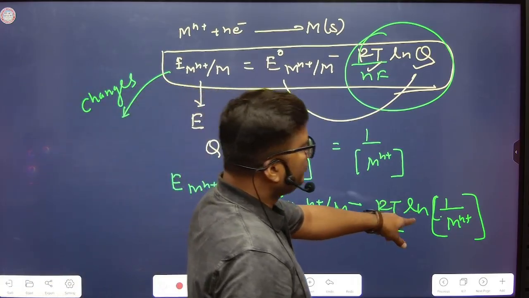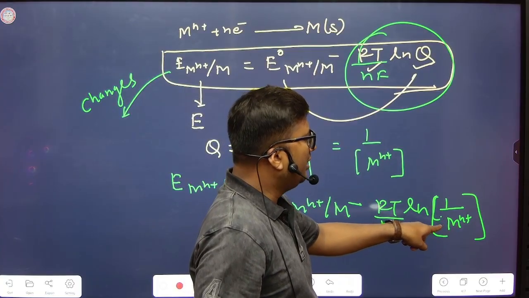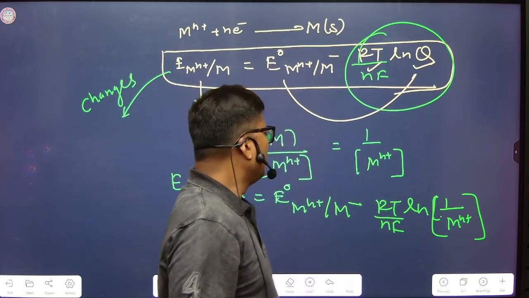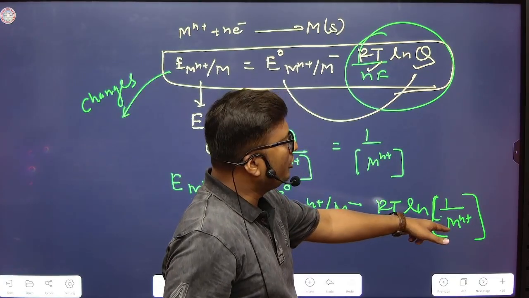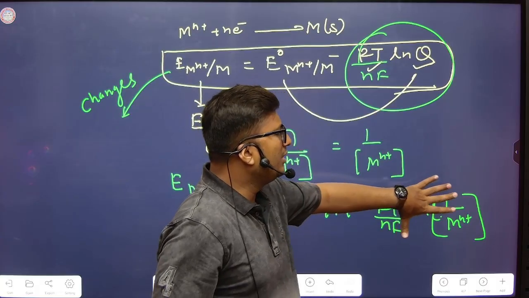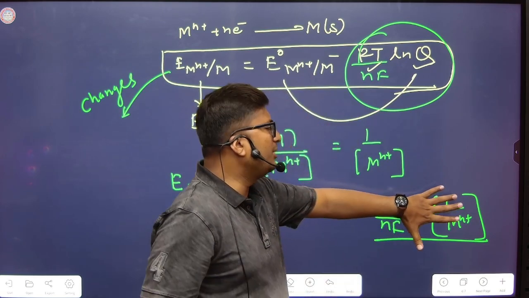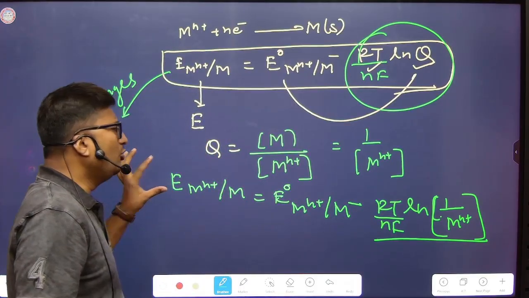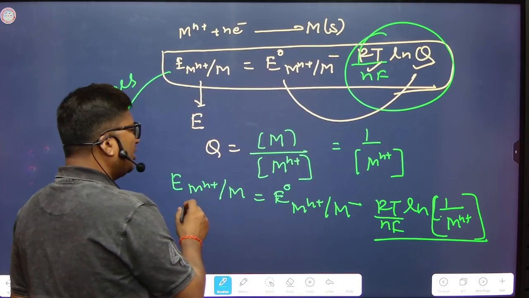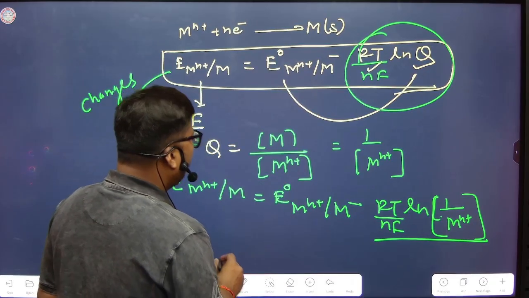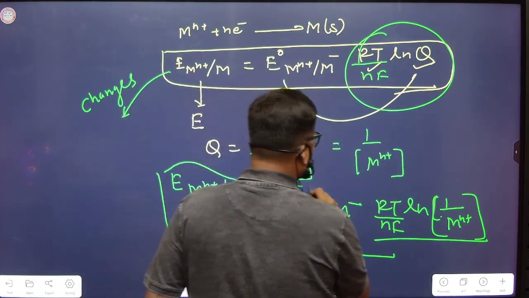Here the concentration of the electrolyte cation exists in the denominator, right? So depending on the concentration of this particular electrolyte cation, the value of this part will change. If this value is very high, then the potential will be low, right? So this is the electrode potential if the single electrode reaction is a reduction reaction, right?